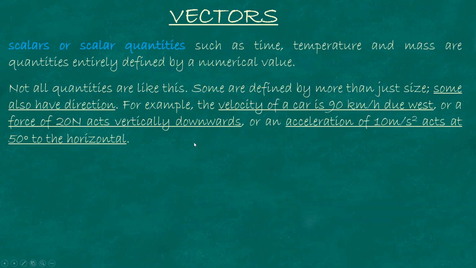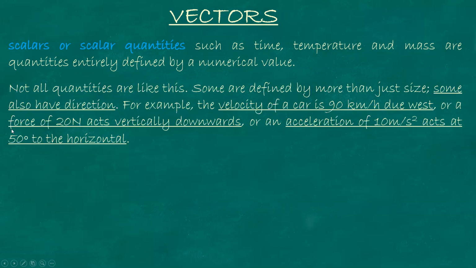But not all quantities are like this. Some are defined by more than just size. Some also have direction. Okay, for example, the velocity of a car is 90 kilometers per hour due west. So magnitude niya, direction niya na due west.